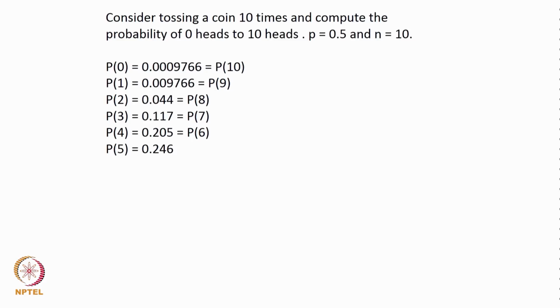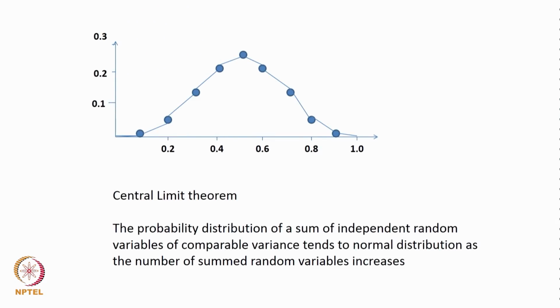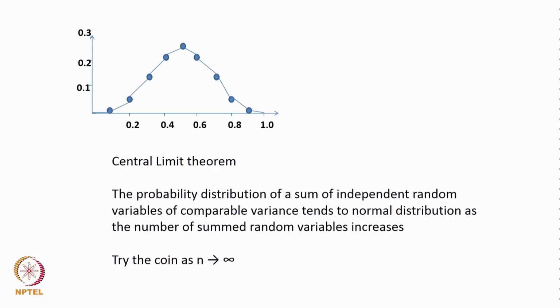So, this comes from the binomial distribution, and if we try to plot this, we get a picture which is like this, which is very similar to the normal curve. So, the central limit theorem, which is a very important theorem, says the probability distribution of a sum of independent random variables of comparable variance tends to normal distribution as the number of summed variables increases. So, try tossing the coin as n tends to infinity, we will get this.